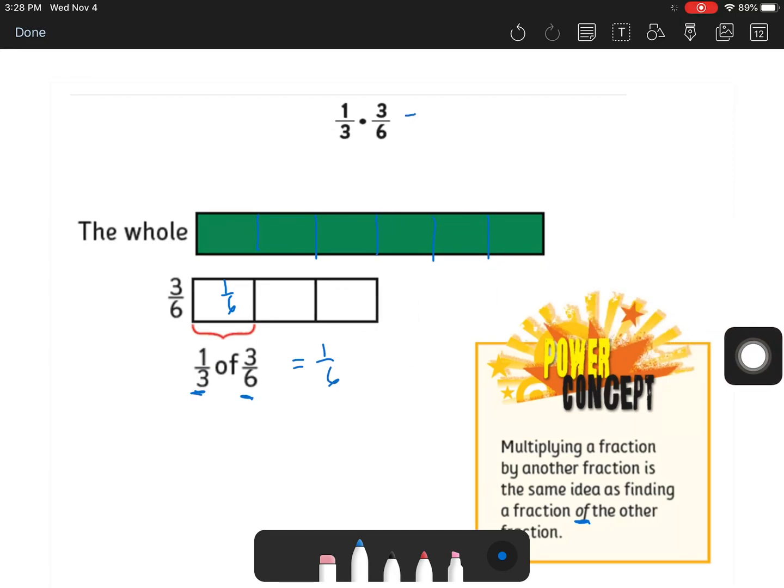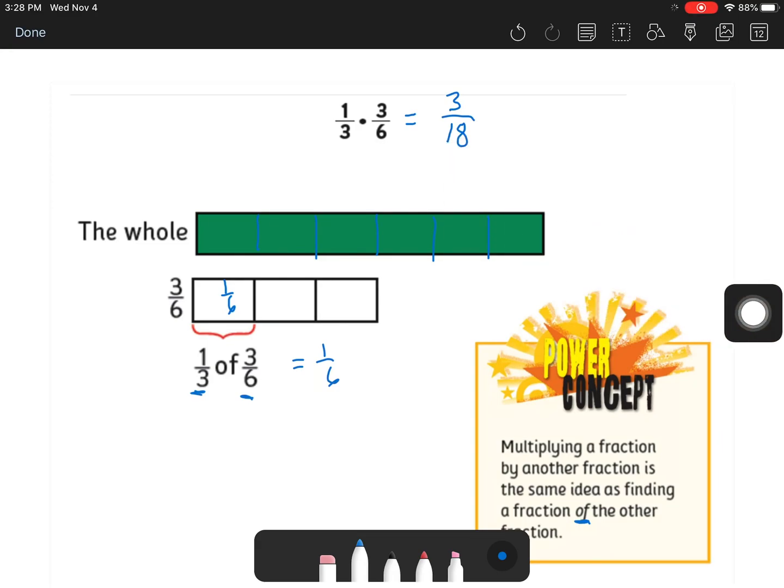But what we would do here is multiply straight across, like what we did before. 1 times 3 is 3, and 3 times 6 is 18. Now that doesn't look exactly the same as what we had. It's technically an equivalent fraction. Now what we're going to work on is simplifying these.